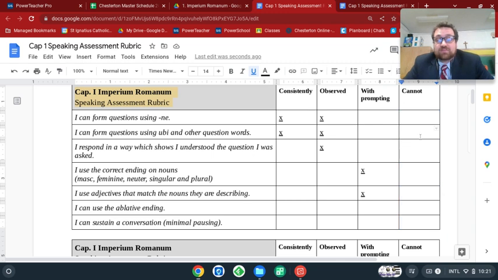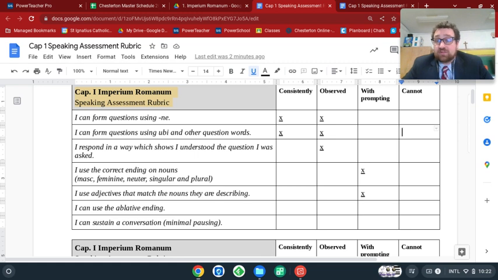So if I prompt it, and I still don't observe that skill being used, then I'm going to check the cannot do it box, or I might check it if I don't realize it needs prompting, just because that's a lot of things to be thinking about. And I'm also not going to be able to sit down with each person and have this conversation, or even with a pair of people. Might be able to with some.